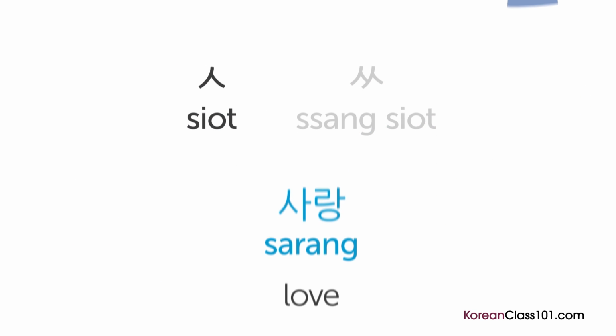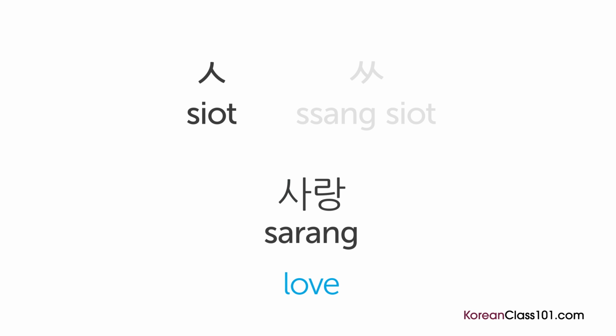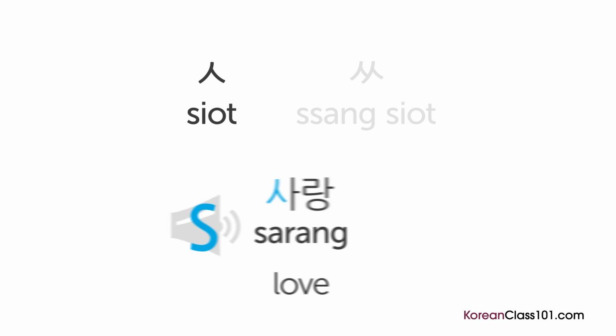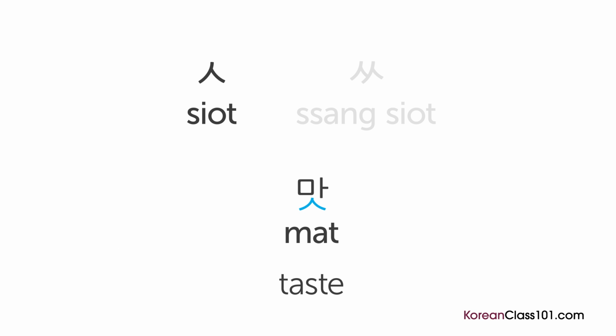In the Korean word 사랑, which means love, the 시옷 is at the beginning of the word. Therefore, it's pronounced as 스. Here's an example with 시옷 as the final consonant. In the word 맛, meaning taste, the 시옷 is in the 받침 position, so it's pronounced as 트.